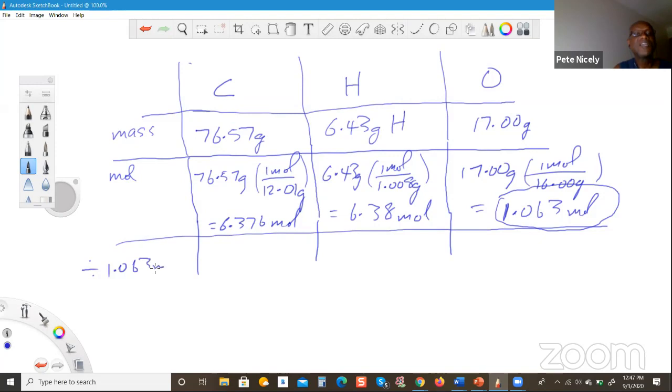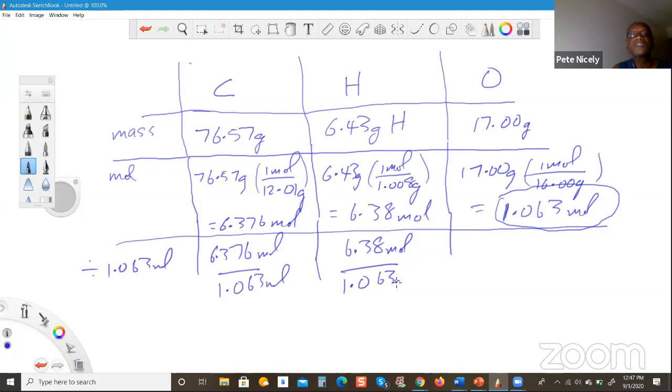So you multiply everything in this row by 1.063 moles. So in the case of carbon, that would be 6.376 moles divided by 1.063 moles. In the case of hydrogen, it would be 6.38 moles divided by 1.063 moles. And then this would be 1, of course, because when you divide it by itself, you're going to get 1. Again, we have to go to our calculators to calculate the other two.